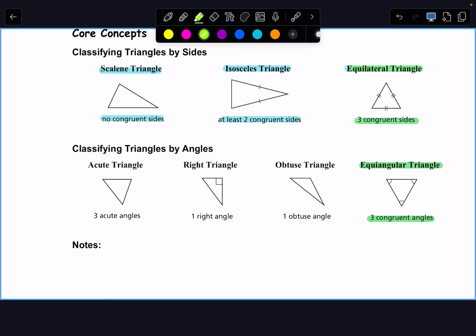Now, other than equiangular, we have 3 different ways to classify a triangle by its angles. We have an acute triangle, because all of its angles are acute. We have a right triangle where there's 1 right angle. And we have an obtuse triangle where there's 1 obtuse angle.